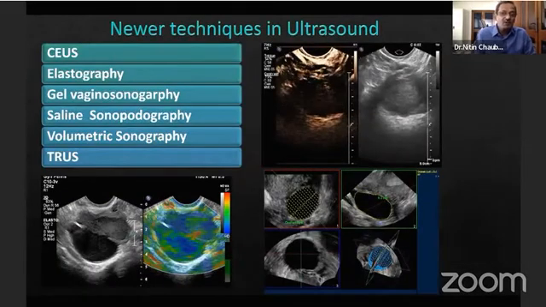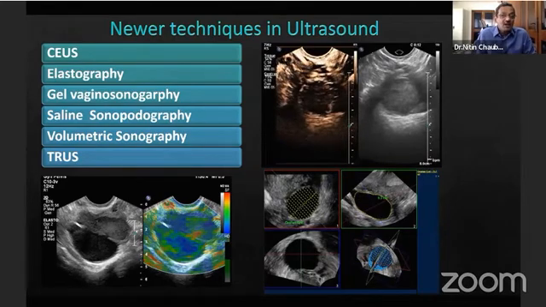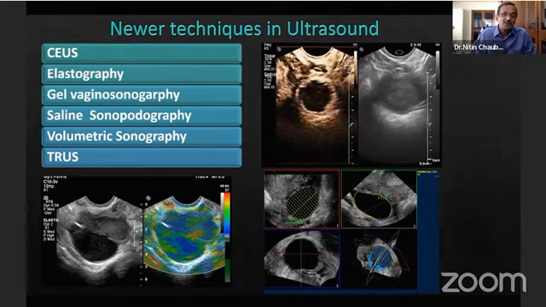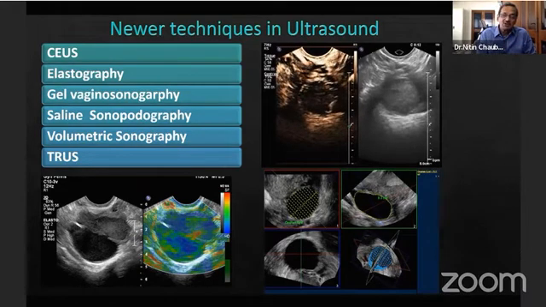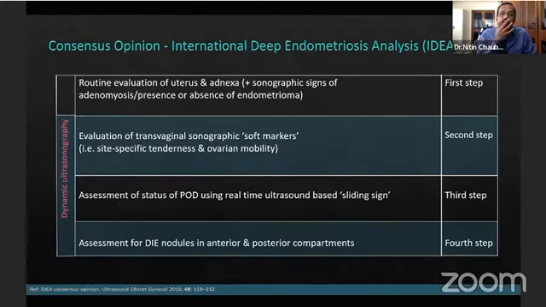Moreover, we now have a lot of new advances in ultrasound, like elastography and contrast, which we'll touch upon. But as far as endometriosis is concerned, there are two new techniques which we are using. One is gel vaginosonography, and the other is what is known as saline sonovaginography. So we will touch upon these new techniques also as we go along in the talk.